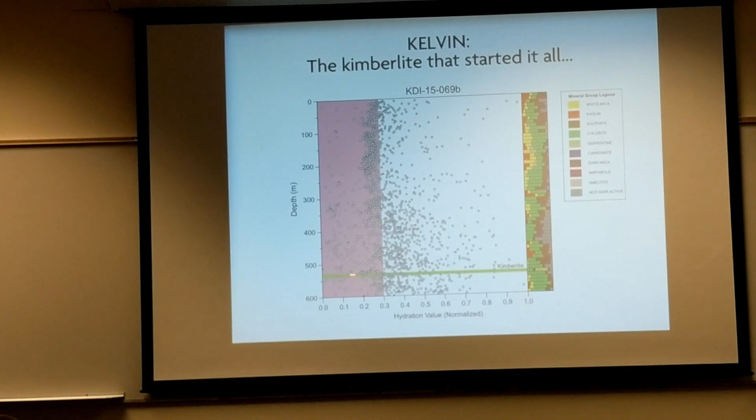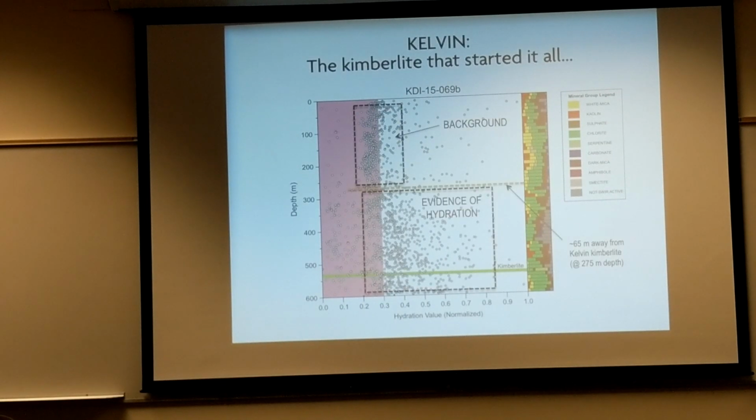This drill core is 600 meters. It intersects kimberlite here, and I can start to annotate it. This is what a background signature would look like, what we would call the background.